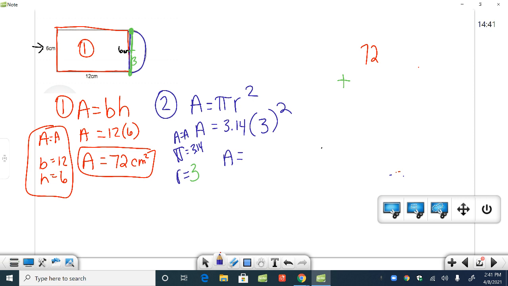All right, that means that I'm going to take 3 times 3, which is going to give me 9. So we're going to have 3.14 times 9. And whenever we multiply those two together, we're going to get 28.26.